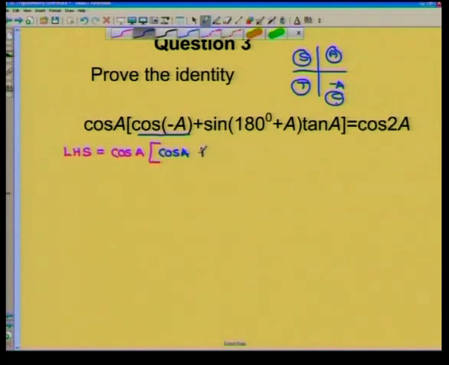Right, then we've got plus. Now this guy is a straightforward reduction. It's 180 plus A, so we're talking here. And in the 3rd quadrant, sine is negative. So it's negative sine A. And we've still got our tan A. And we can close the brackets.